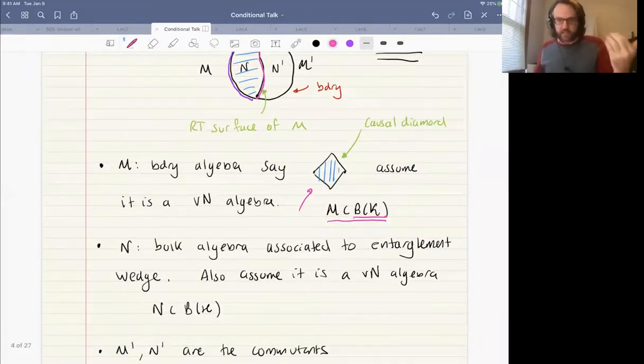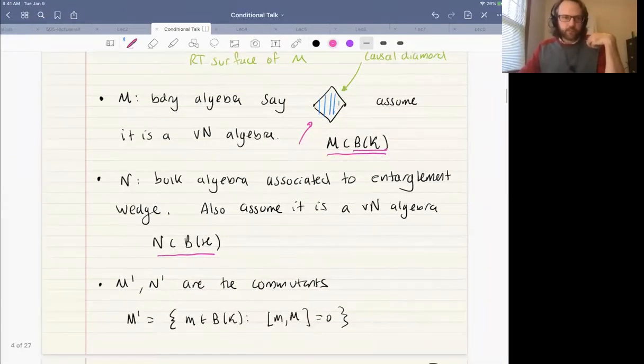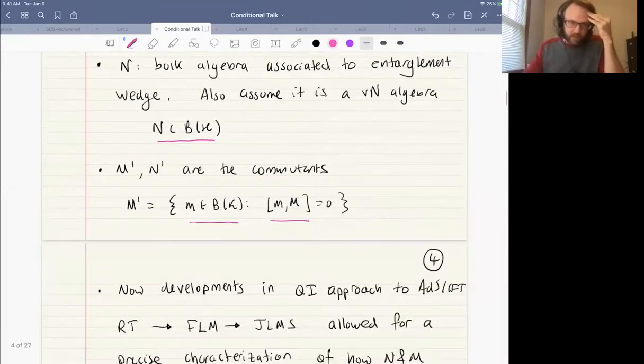And as I said, N is a bulk algebra associated to the entanglement wedge. I'm also going to assume that it's a von Neumann algebra. And so it should also be associated to some causal diamond in the bulk. And N is some subalgebra of operators on the code subspace on H. The commutants are defined as follows. For M, it's just all of the operators in the physical Hilbert space that commute with M. Okay. And similarly for N.